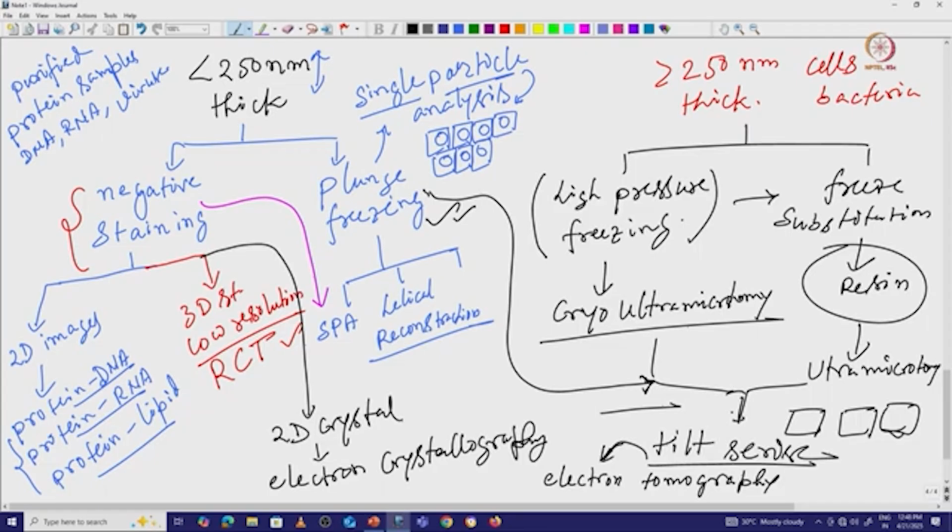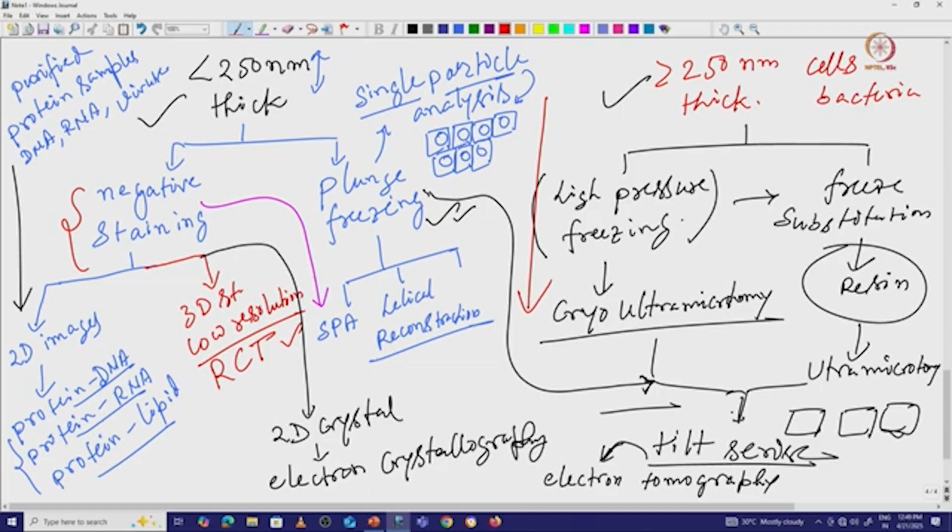Now, let us go back. These are the normal pathways to get different kinds of sample preparation, and based on the sample thickness and our requirement we can decide what we are going to use. If the sample thickness is not that big, if we are not dealing with a bacterial cell or normal cell, and most of the time we are dealing with a purified protein sample, then we can go through this pathway, and if we are dealing with a thick sample, then we can go through this tomography pathway.